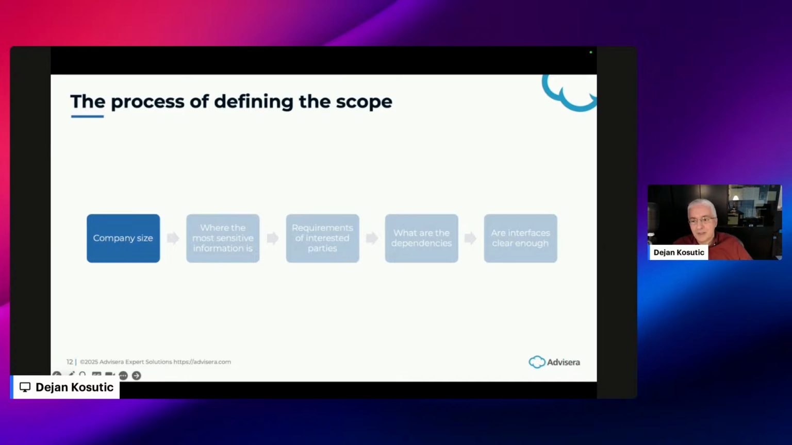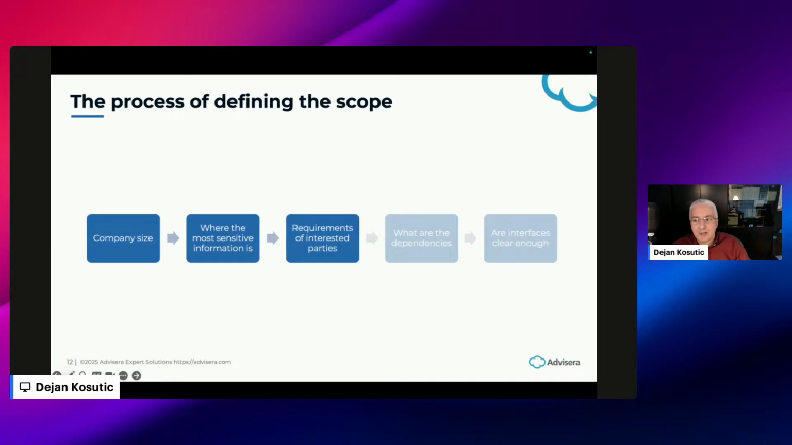Okay, so the first step is to decide whether you include your whole company or not based on the company size. You go for the other steps only if you decided that you will include only a part of your company in the scope. So the next step would be to define where the most sensitive information is. Let's say that you are a pharmaceutical company. You can say, look, our most sensitive information is actually in our R&D department, and this is why we decided that we want to include only the R&D department within the scope.